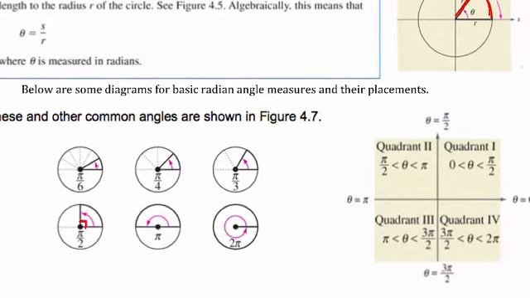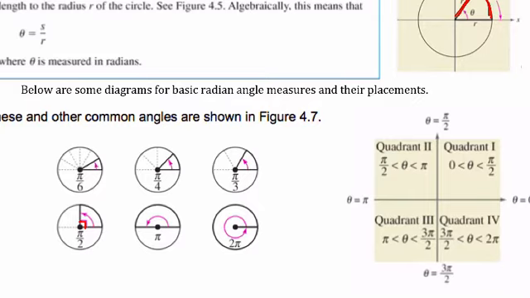Also of note, our quadrants. In quadrant 1, our angle measures are between 0 and pi over 2. In quadrant 2, the upper left there, it's between pi over 2 and pi. So once we get to here, that's reached pi. For quadrant 3, it's between pi and 3 pi over 2. And for quadrant 4, it's between 3 pi over 2 and the full circle at 2 pi.